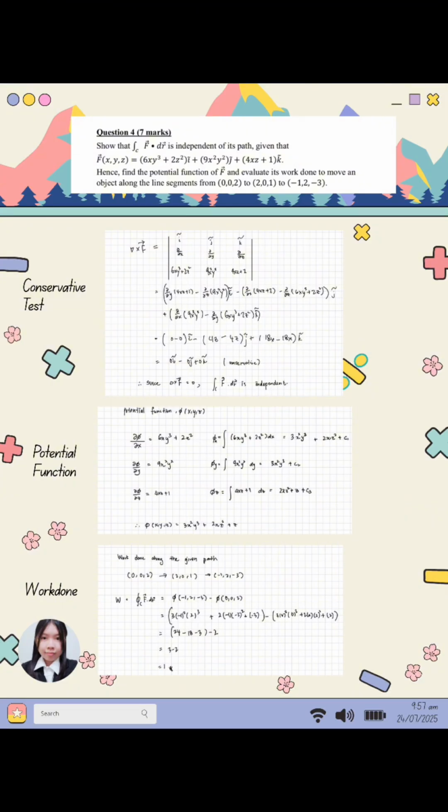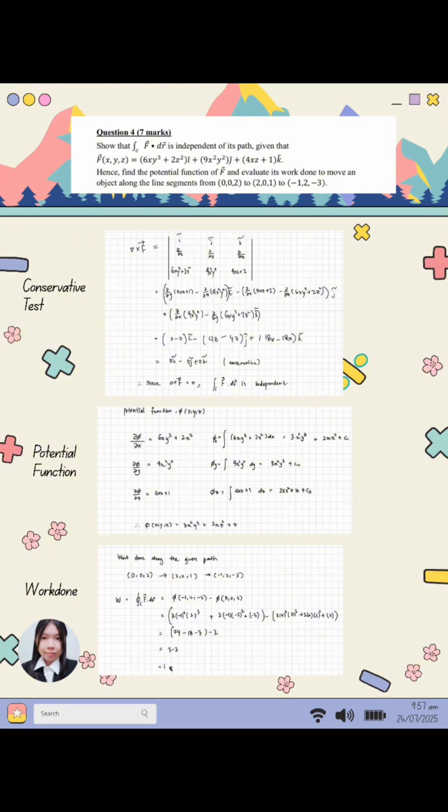So since the curl of the vector field is 0, the field is conservative. Therefore, all three expressions must correspond to the same potential function. So I now combine the consistent terms that appear in all expressions. Hence, the potential function is phi of x, y, z equals 3x squared y cubed plus 2xz squared plus z.